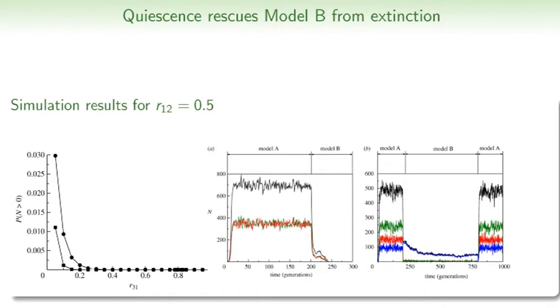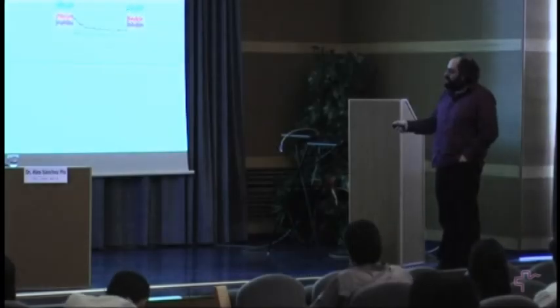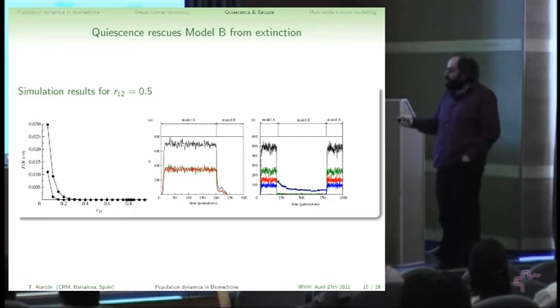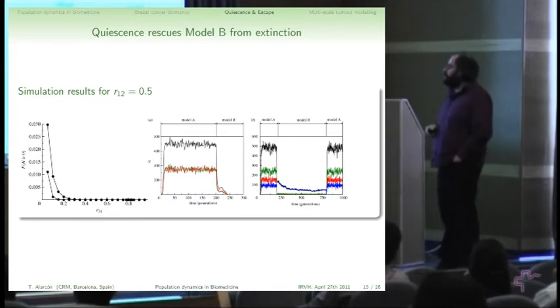So if you have a quiescent subpopulation, you can escape the action of the drug. This is the probability that the whole population survives as a function of one of the model parameters. If you don't have the quiescent population, the probability of survival is basically zero, regardless of the value of this parameter. Whereas if you have a quiescent subpopulation, then at least in some regions of the parameter space, you have a non-zero probability of survival. So this is a mechanism for escape.